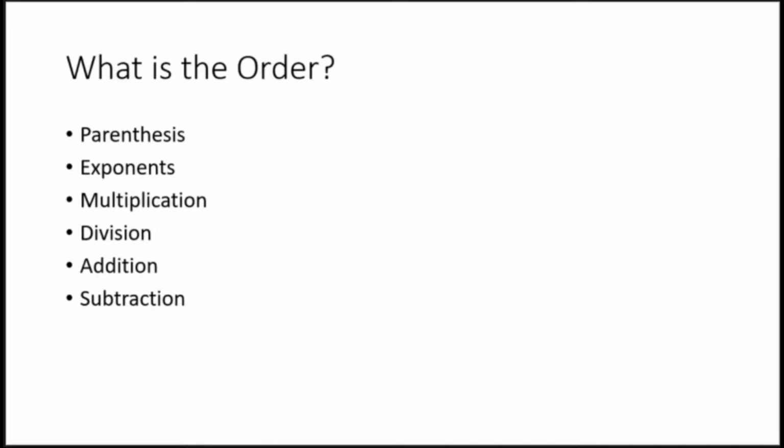So what is this order that I've been talking about? Well, we start with what's on the inside of the parentheses, then we work on exponents. Once we get to multiplication and division, we do these at the same time, but we work from left to right. So, if we have a multiplication and division in a problem, and division is on the left, then we do division first. Same thing with addition and subtraction. We do addition and subtraction at the same time, and work from left to right. So, if we have addition and subtraction in a problem, and subtraction is on the left, then we do subtraction first, and then addition.